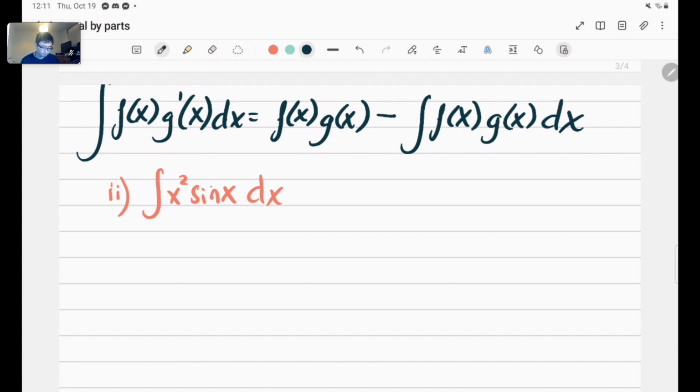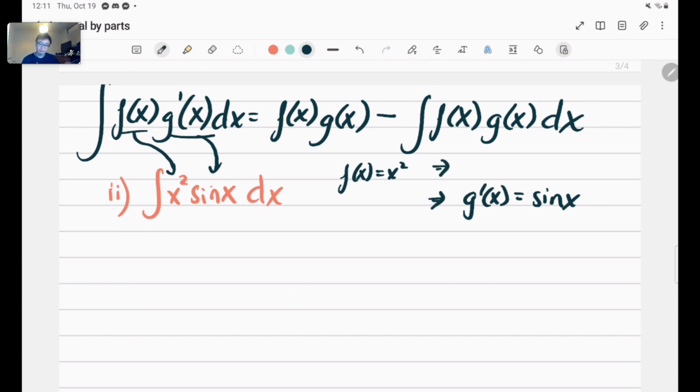So again, at this point, I'll choose f of x equal to x squared again, and g prime of x, I'm just matching to this one, so matching with sine of x. The problem will arise if you switch the f and g around again. But at this point, feel safe whenever you see a polynomial like x squared, x cubed, feel free to declare that as f of x.